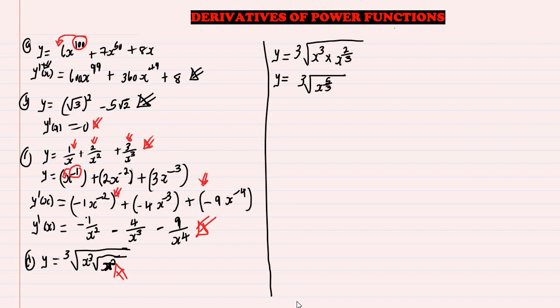Okay? Now guys, this is y is equal to, now guys, the cube root of s raised to the power of 5 over 3 can also be written as s raised to the power of 5 over 3, then raised to the power of 1 over 3. Okay, guys? So this is going to be y is equal to, now guys, we are going to multiply 5 over 3 with 1 over 3. Okay? So this is going to be y is equal to s raised to the power of 5 over 3 multiplied by 1 over 3, which is going to give us 5 over 9.